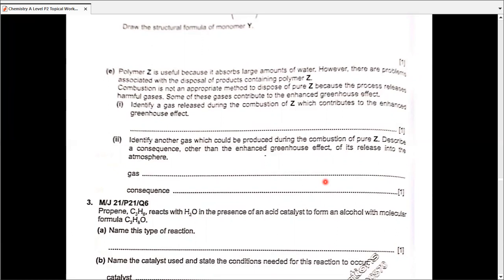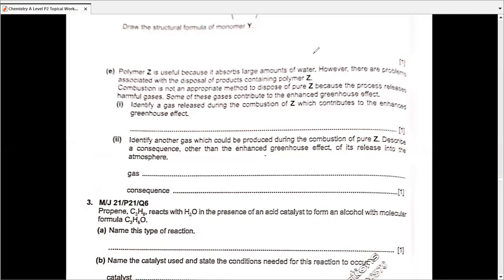Carbon monoxide. Remember, he never wrote complete combustion. He wrote pure Z. Sometimes students mistake pure Z for complete combustion. No, those are two entirely different things. Pure Z means we have Z, but it doesn't mean we have excess oxygen as well. So there can be a little bit of carbon monoxide produced along with carbon dioxide, and sometimes even when we have excess oxygen, a very little trace amount of carbon monoxide is produced with carbon dioxide. But that would only be the first part.